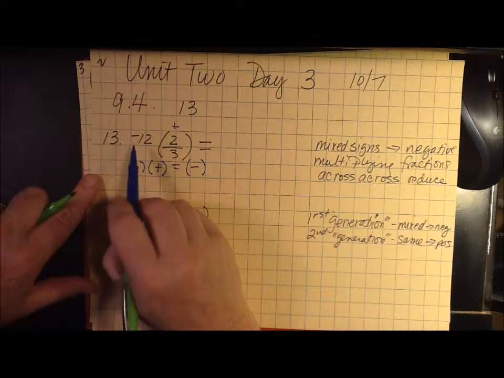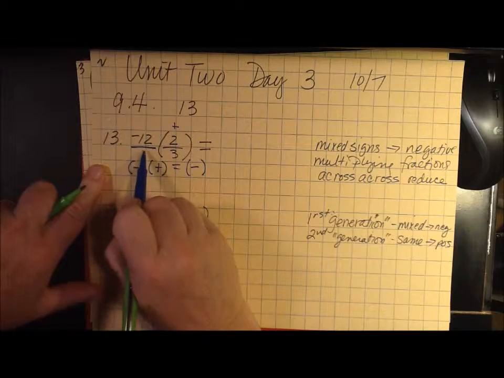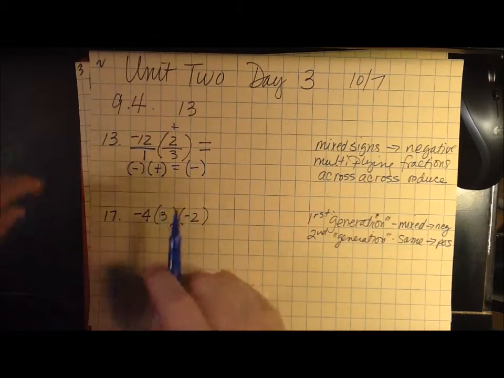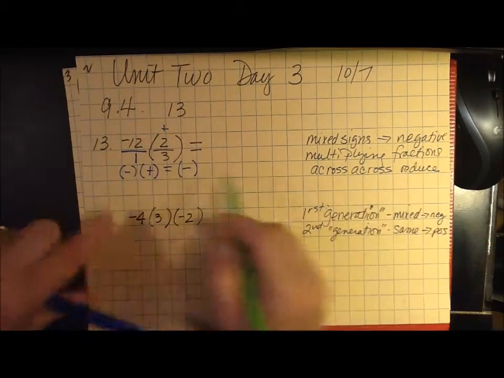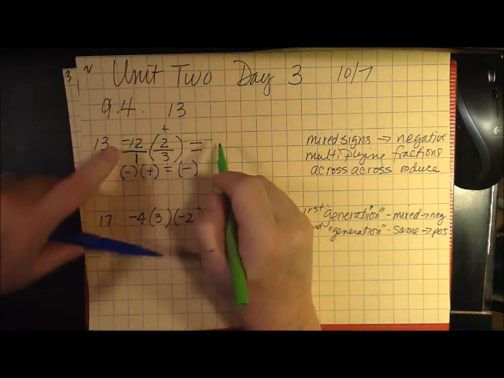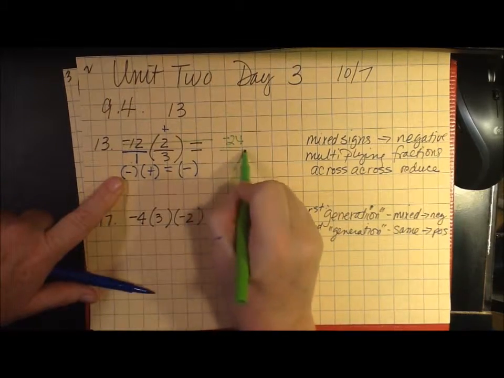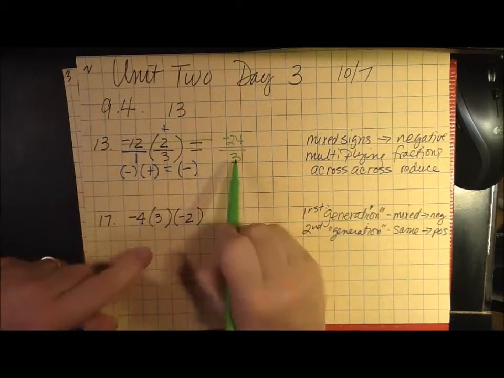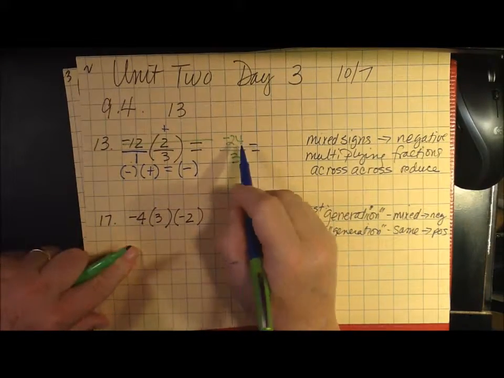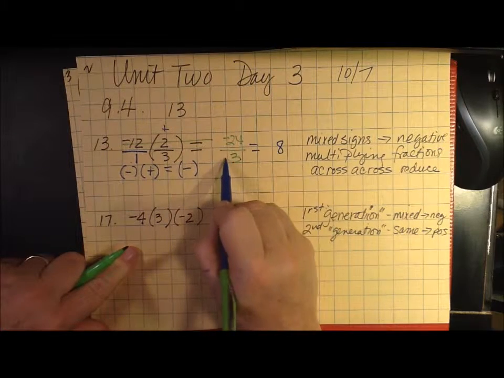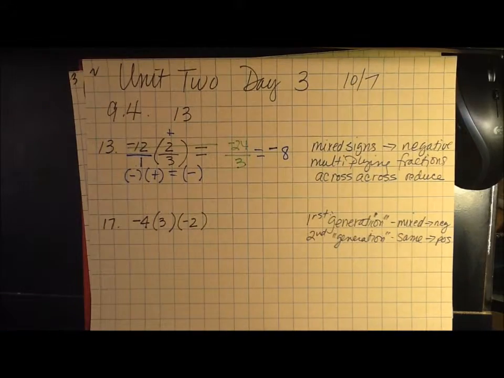And since I'm just multiplying with fractions, I don't have to get too fancy. Remember, negative 12 is the same as negative 12 over 1. And I can just go straight across, and reduce. Across, negative 12 times 2 is negative 24. 1 times 3 is 3. Now I'm going to do some division. 3 goes into 24 8 times. That's a positive and that's a negative, so the answer will be negative 8.